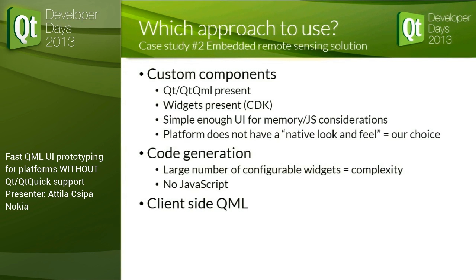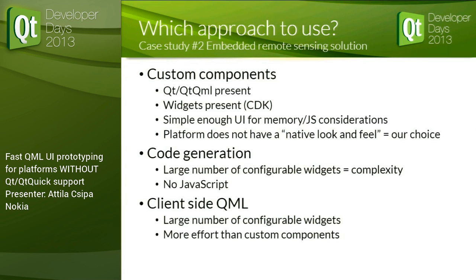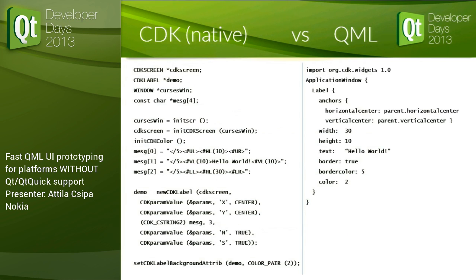Client-side QML. Pretty much the same problems. So there's a large number of configurable widgets. It will be maybe a bit easier than with code generation, but it actually takes still more effort than custom components. So I declared the winner personally, custom components, and that's how I did that. All right, and we of course have the JSON parser, but that's not going to help us much.